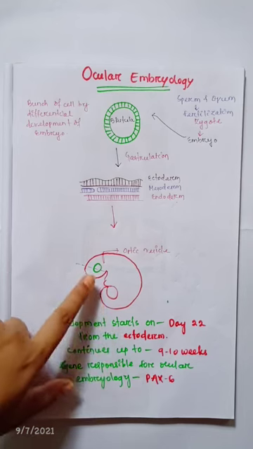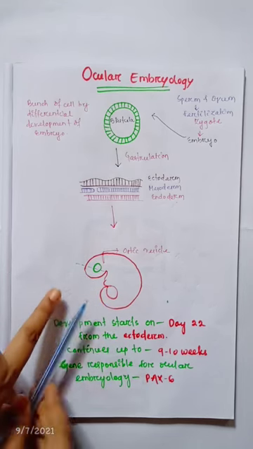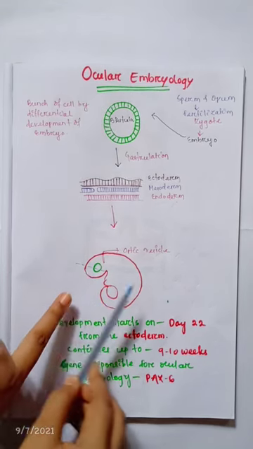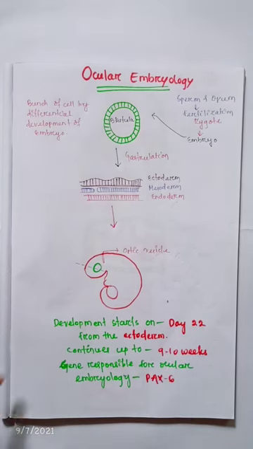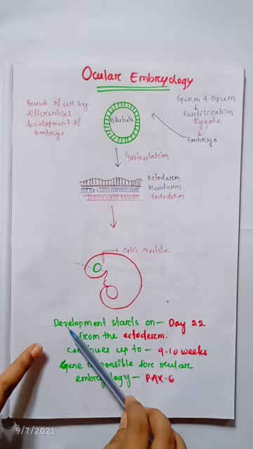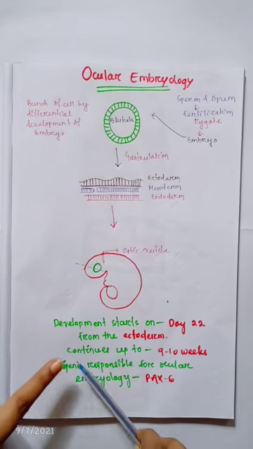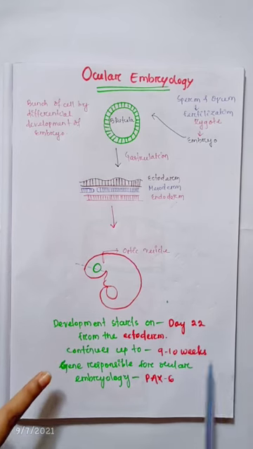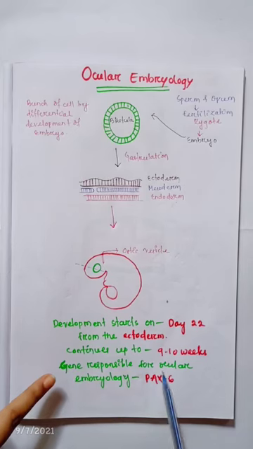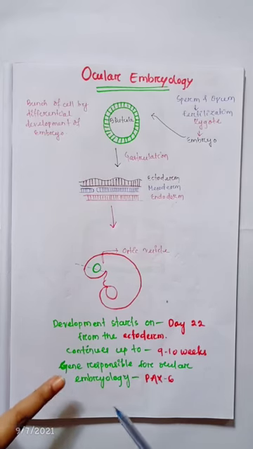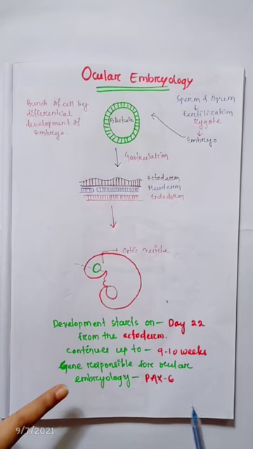So here, if this is the embryo and we see from this side, we can observe the optic vesicle. Development starts on day 22 from the ectoderm and continues up to 9 to 10 weeks, and the gene responsible for ocular embryology, or eye development, is PAX6.